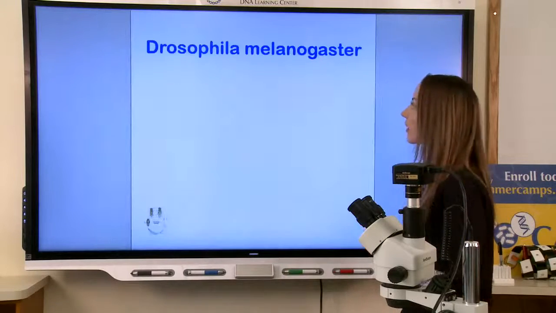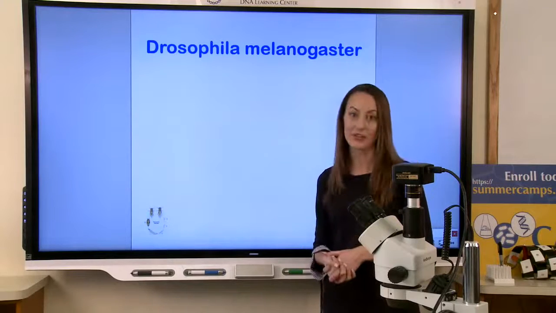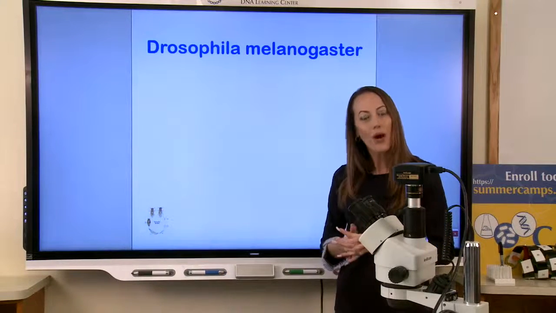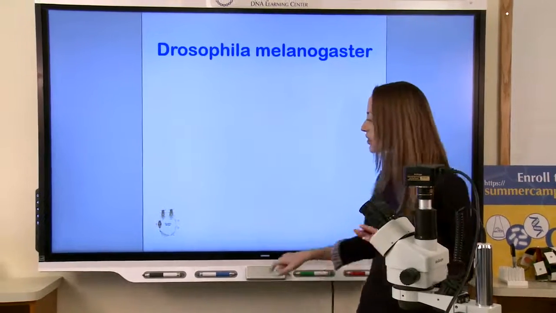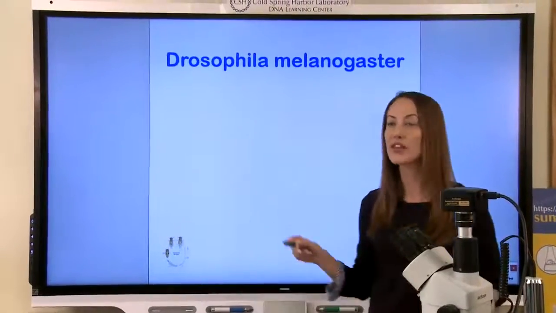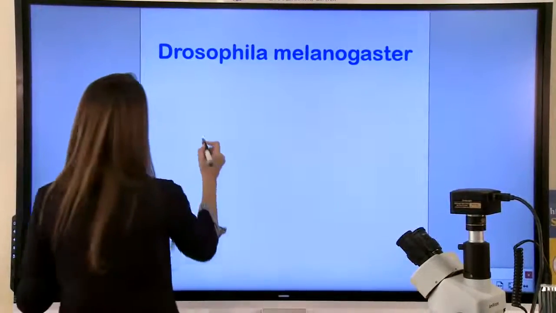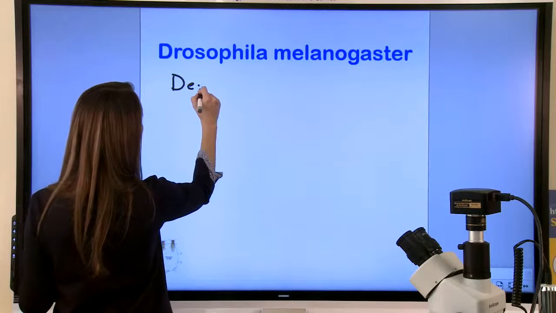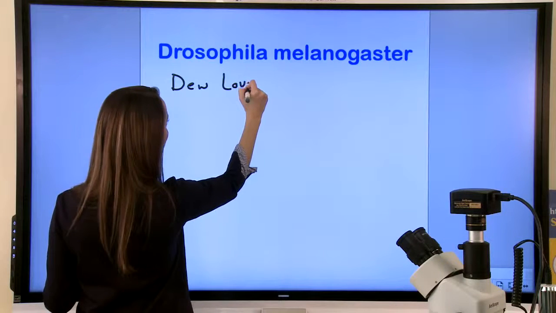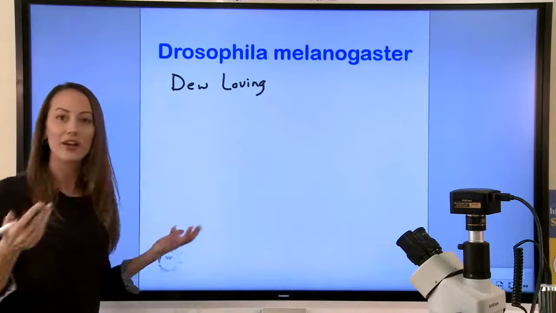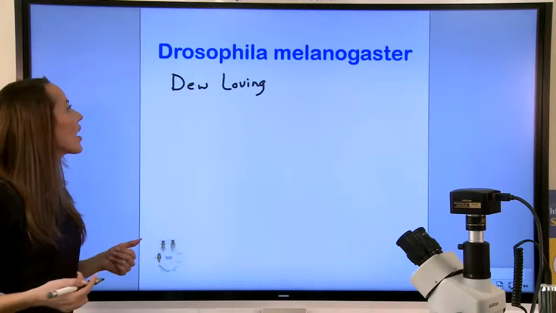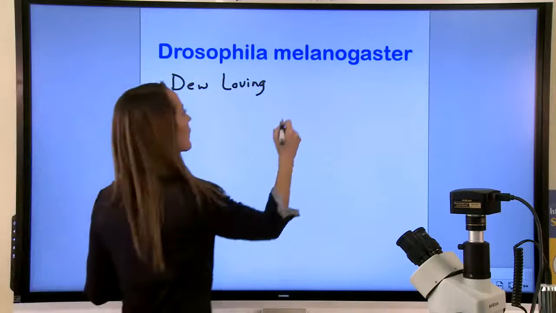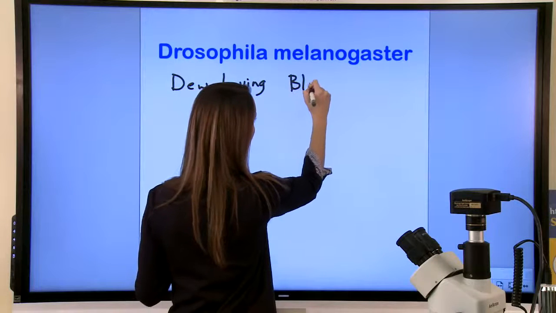And that is going to be Drosophila melanogaster. Does anybody know what species that is? I'll give you a little bit of a hint. If we were to break down this word, Drosophila actually means dew-loving. You guys know dew, what collects on the blades of grass in the mornings. And then melanogaster actually means black belly.